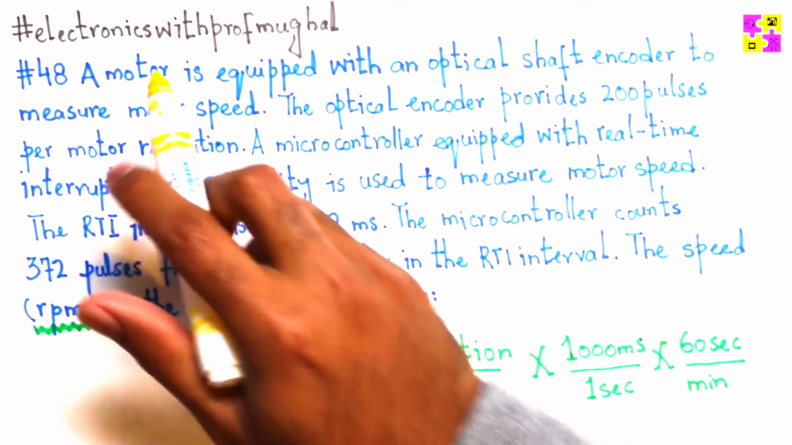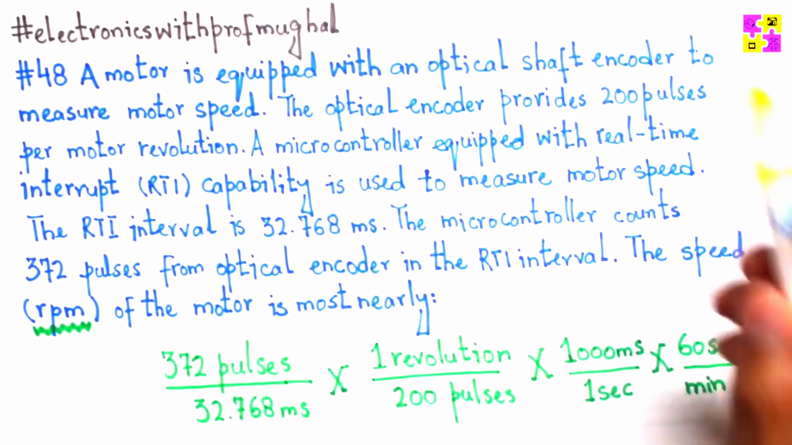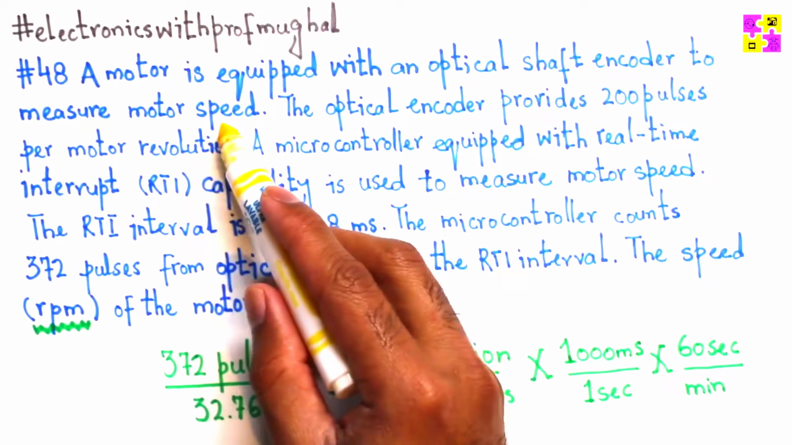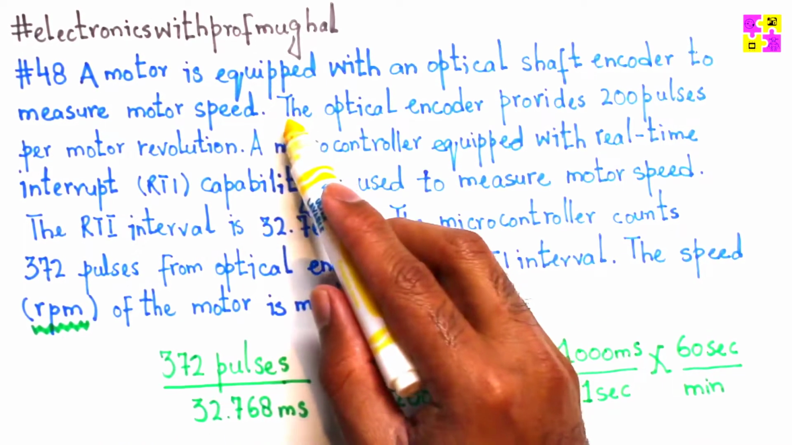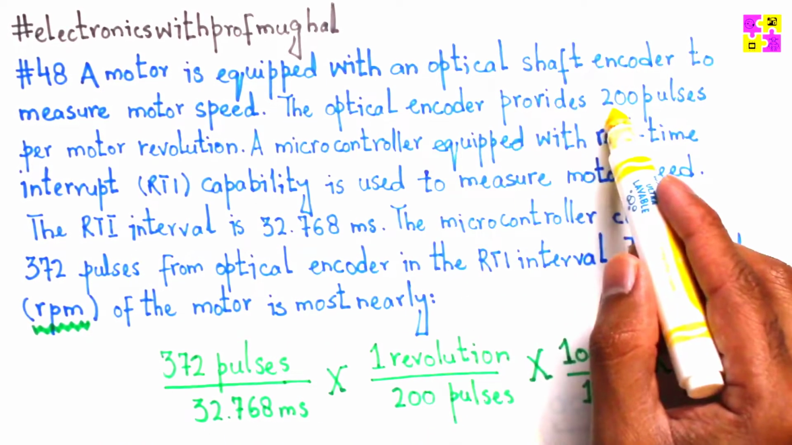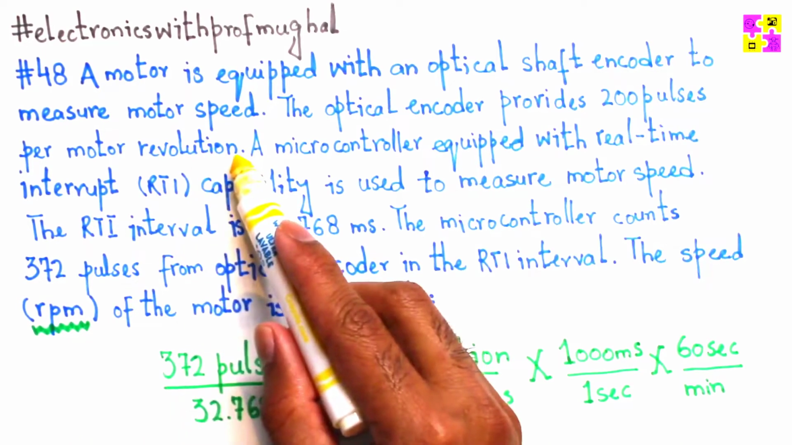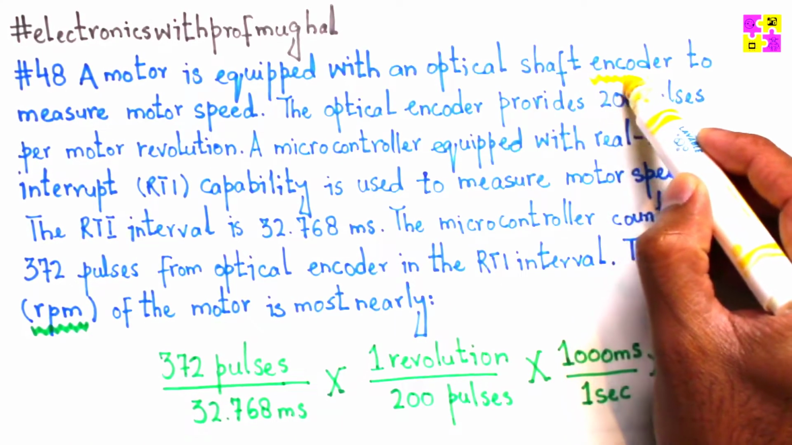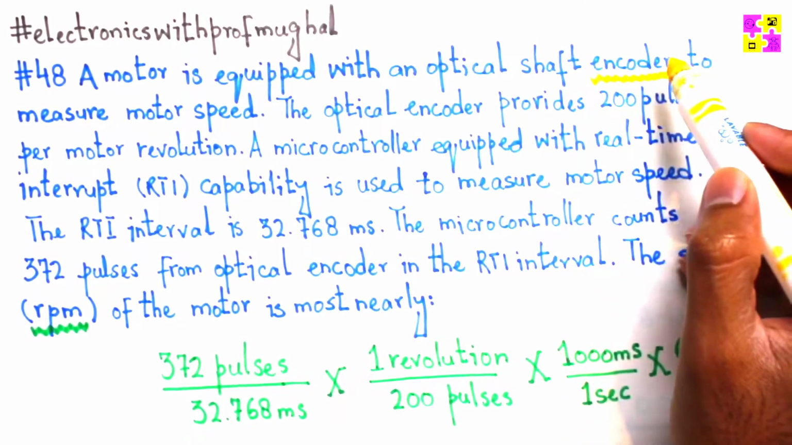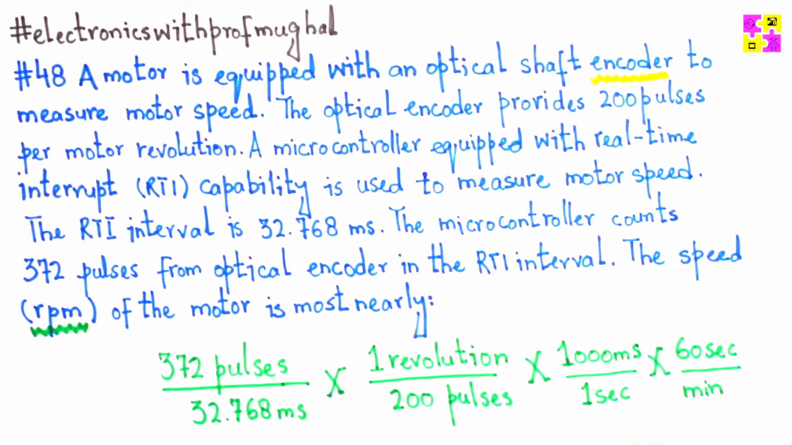A motor is equipped with an optical shaft encoder to measure the motor speed. The optical encoder provides 200 pulses per motor revolution. Now, encoders are very popular digital devices. They can be used to measure the speed, even the direction of the motor and things like that.